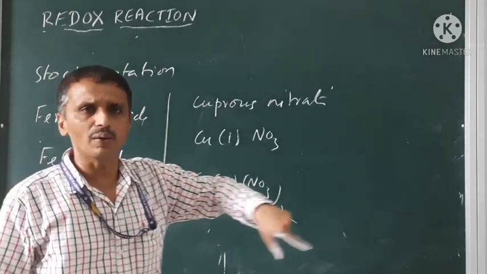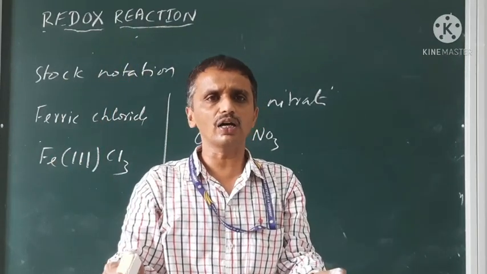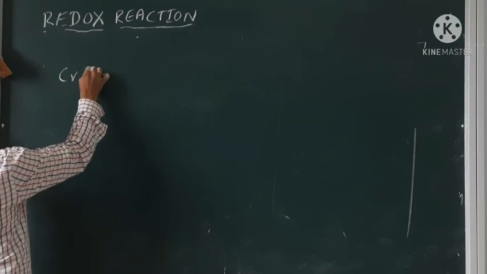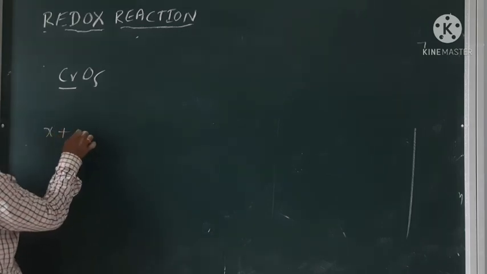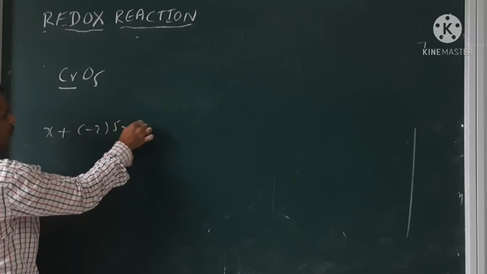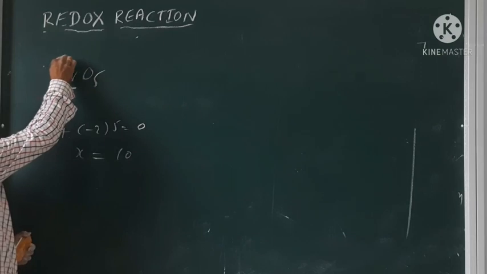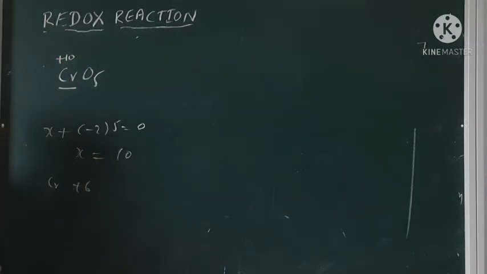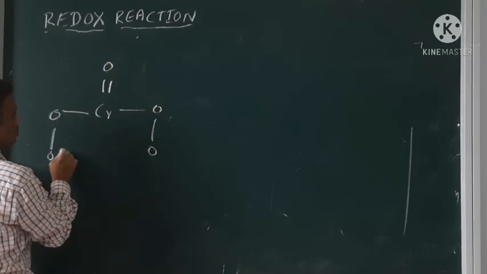So writing the formula with the symbol and the metal oxidation state in a Roman numeral, that is the stock notation. CrO5: for the chromium, you have to calculate the oxidation number. So if you use x plus -2 into 5 equal to 0, we get x equal to 10. But chromium is not in the +10 state, because chromium can show only up to the +6 state.